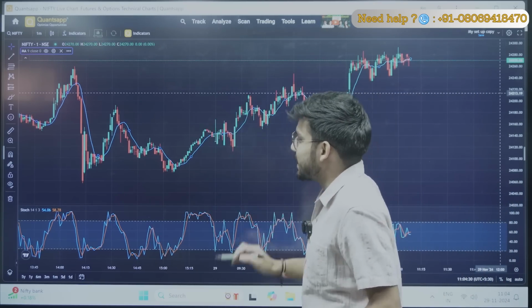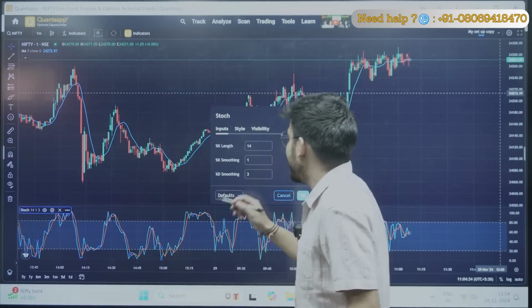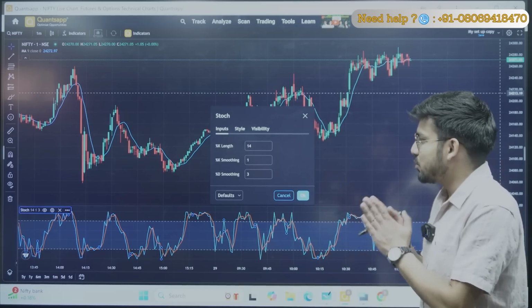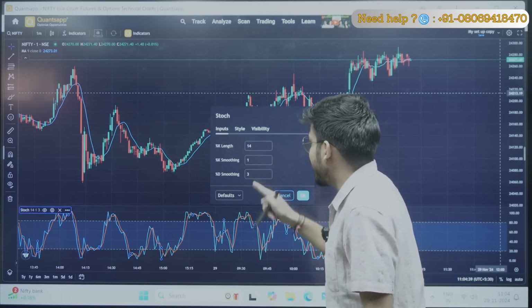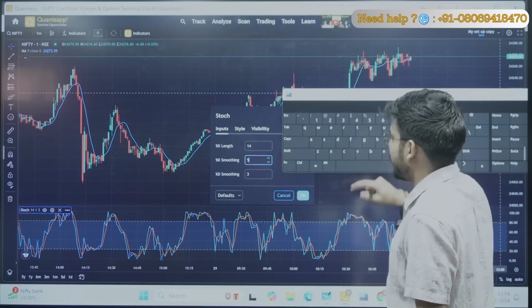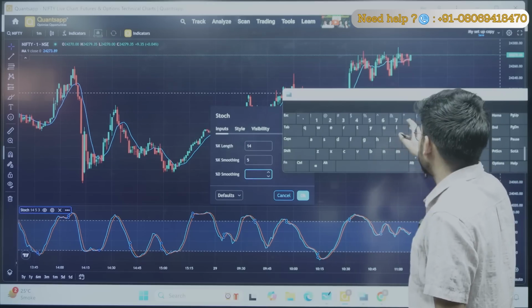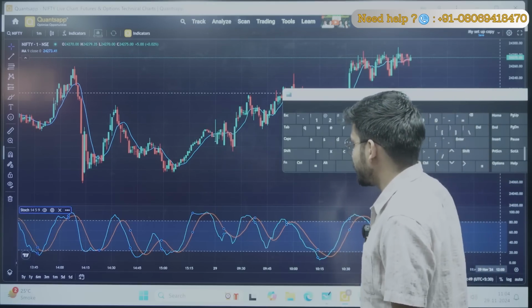Now let's see what settings I have to apply here. In stochastics, let's go to the settings. In K smoothing, I will be using 5 here. In D smoothing, you will be using 9 here. So something like this.